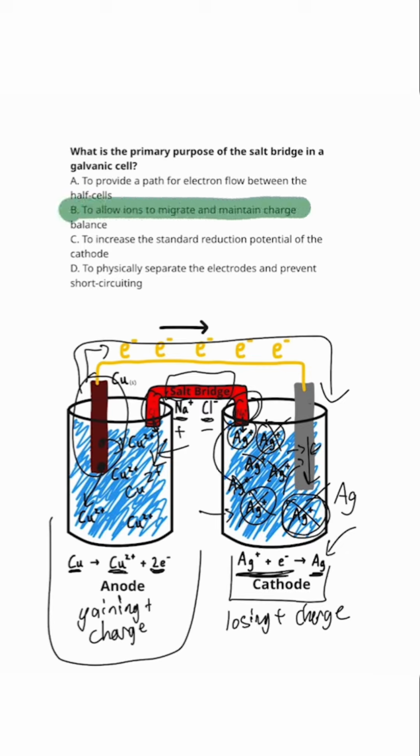And that's what B is saying. The salt bridge is allowing the ions of chloride and sodium to flow into the proper places to offset that change in charge that's occurring.